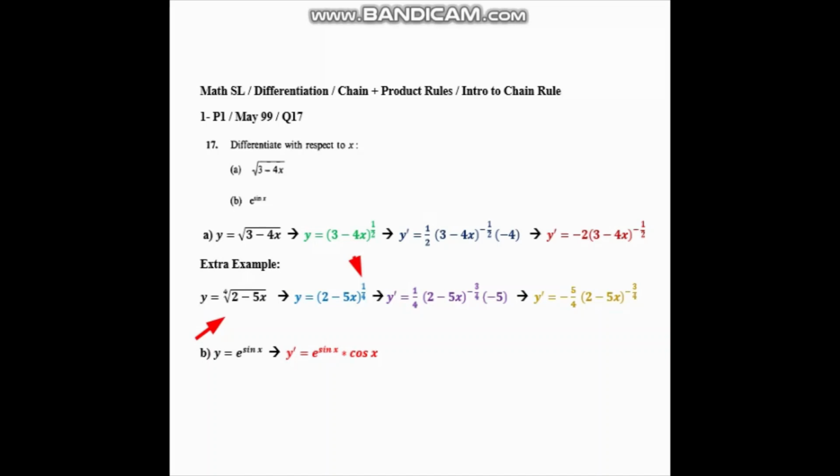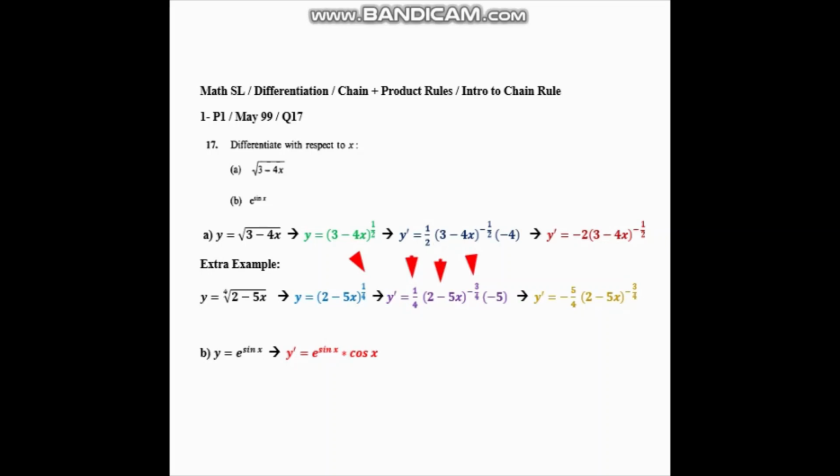I shall first treat 2 minus 5x as a box. I shall ignore it. I shall use the regular principles of differentiation. Multiply by the old power, so there is the 1 over 4 outside. Reduce the power by 1, so 1 over 4 minus 1 gives me negative 3 over 4. Then look at the inner function and differentiate.